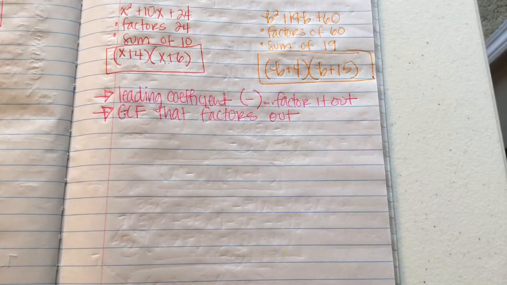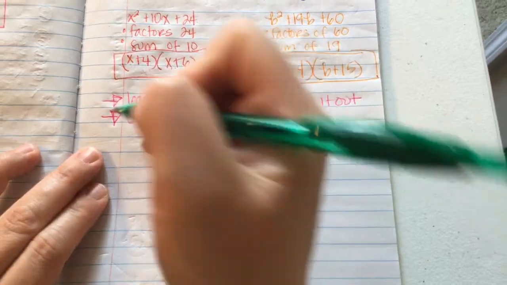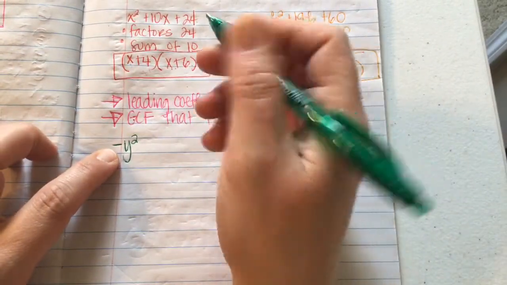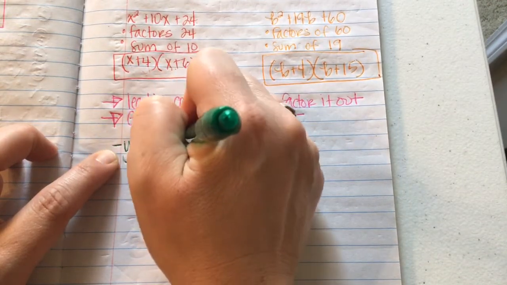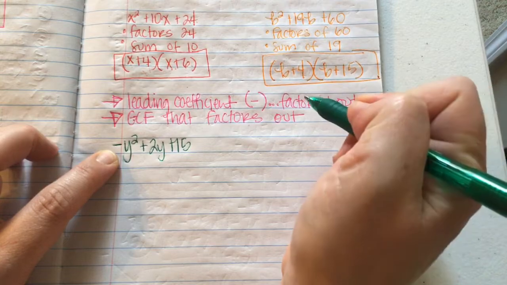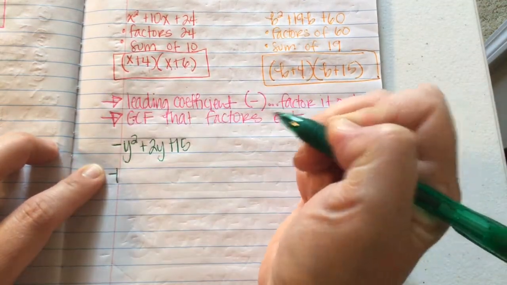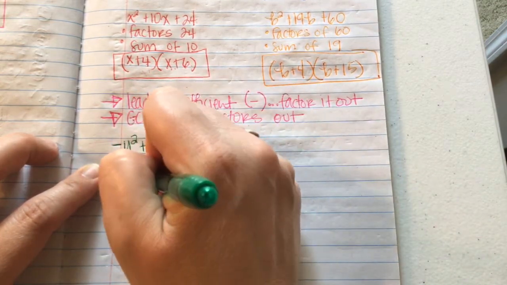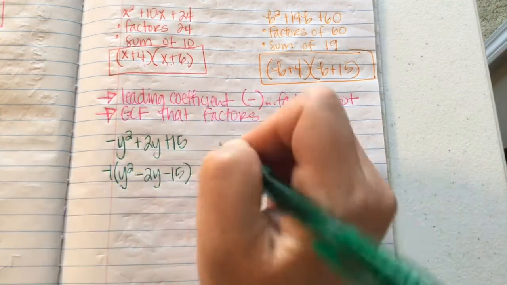So let's do 2 of those problems. It is negative y squared, so negative leading coefficient. I know that's going to have to change. Plus 2y plus 15. My leading coefficient is negative, so I need to factor that out. So I'm going to take it and make it negative 1 and leave behind y squared. It changes to negative 2y and changes to minus 15.